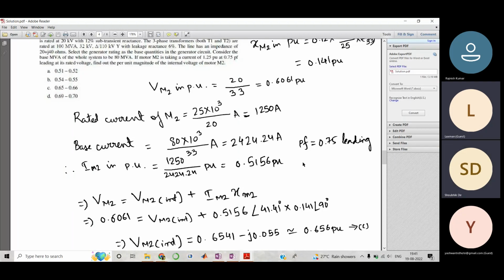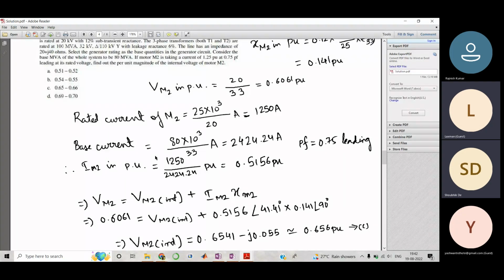Sorry, what is this? 20 kV is the line voltage, right? Yes, I get what you're trying to say. But since we are here calculating the rated current of M2, though this calculation in IM2 per unit we are getting the right value, the rated current of M2 is not 1250. What I'm thinking is it should be 1250 by root 3. That is the rated current of M2. But as a calculation as a whole, up to IM2 in per unit, we are going to get the same value.